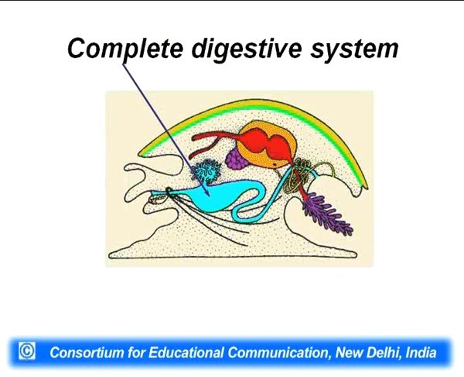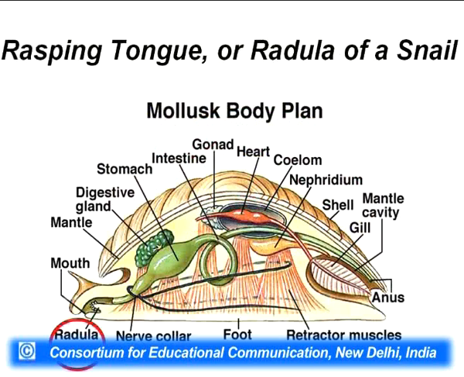This radula is a scraping organ. As I told you, many of the mollusks are herbivores, they feed on the vegetation. So from the mouth of the mollusk, a chitinous structure which is present in the form of a ribbon-like structure projects out, which is called the radula.